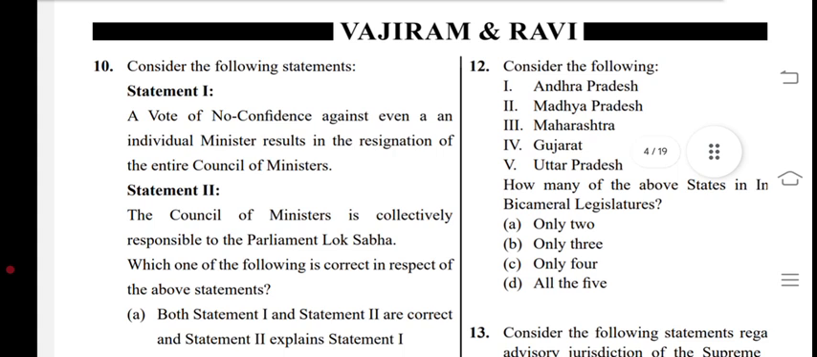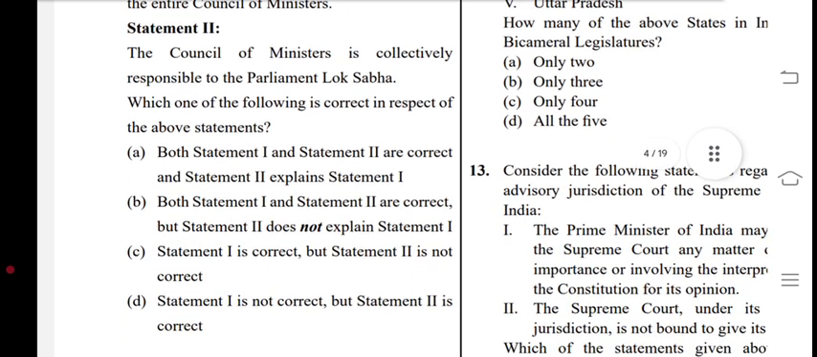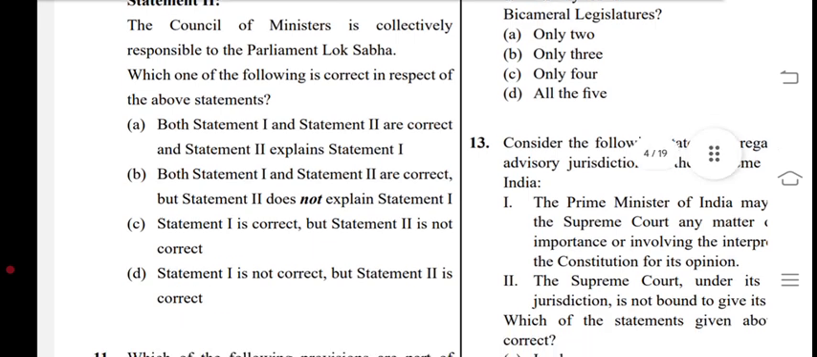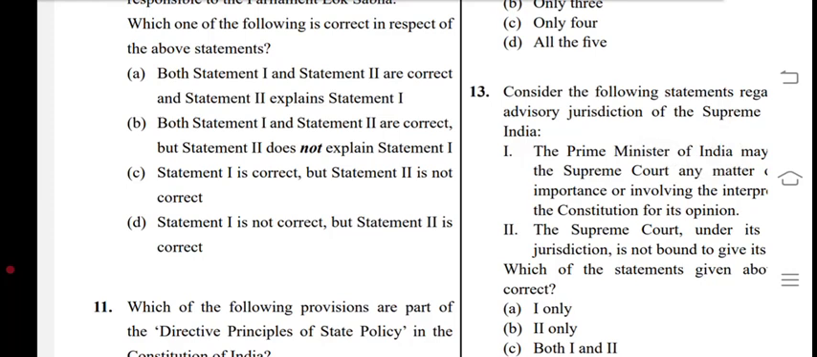Consider the following statements: a vote of no confidence. No confidence against even an individual minister results in the resignation of the entire council of ministers. The council of ministers is collectively responsible to Parliament, the Lok Sabha. Which one of the following is correct in respect of the above statements? First and second and third is correct. Second correct. Is correct.